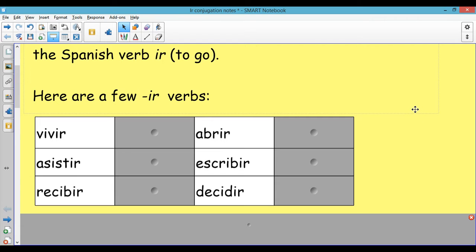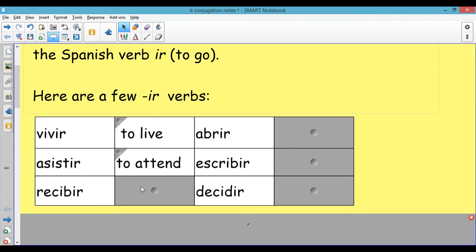Listen to me saying the word and then repeat it for yourself. Vivir is to live. So vivir is in the infinitive form. It has the IR on the end. Vivir, to live. Asistir, to attend. Also in the infinitive form. We have not changed it.